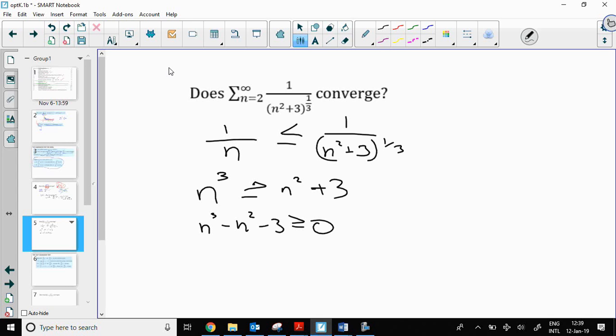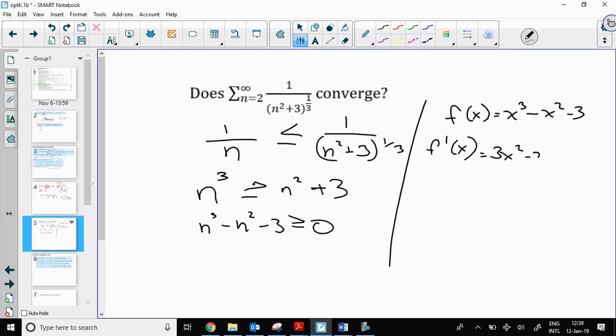So the way we're going to do this is we're going to think about f of x equal to x cubed minus x squared minus 3. And we're going to actually calculate f prime. F prime of x, 3x squared minus 2x. What can I say about that function?